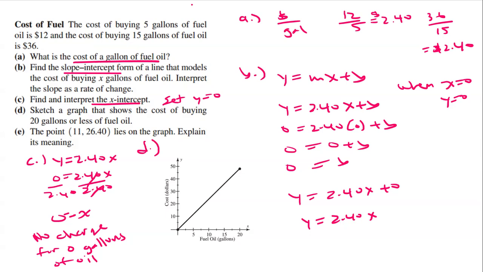All right, and then part E says the point (11, 26.40) lies on the graph, and explain its meaning. So if we were to plot that here, there's 10, there's 15, so 11 is about right here. So it's asking, what does this mean? It's saying that for 11 gallons of oil, it will cost $26.40.